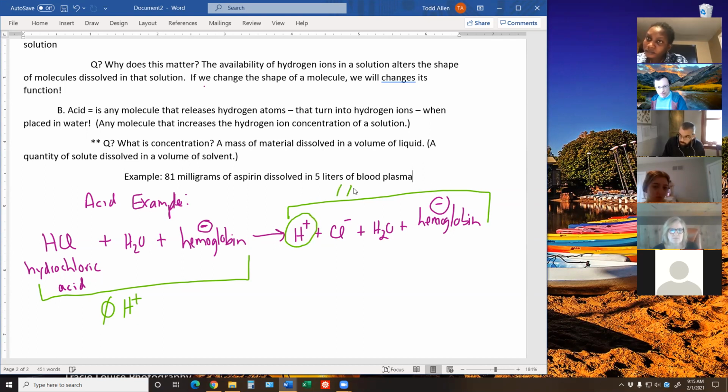Right? So that should be consistent with our chemical definition of an acid as any molecule that increases the hydrogen ion concentration of a solution. We've gone from 0 to 1.